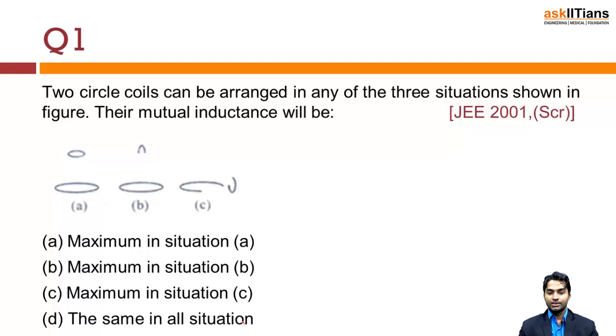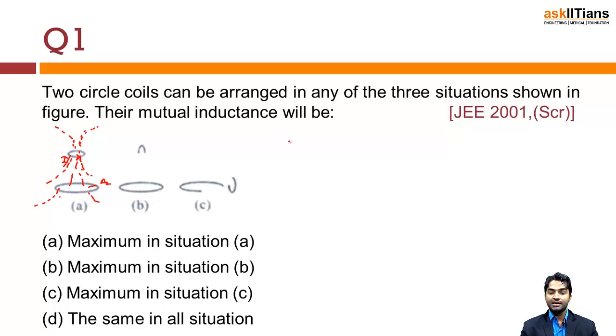So we know that if in coil 1 current I is flowing anti-clockwise, the magnetic lines of force will be vertically up the plane, like this. The same lines of force will also pass through the area of the secondary coil. Due to that, some current I will also be induced in the secondary coil. So we need to find out the mutual inductance.